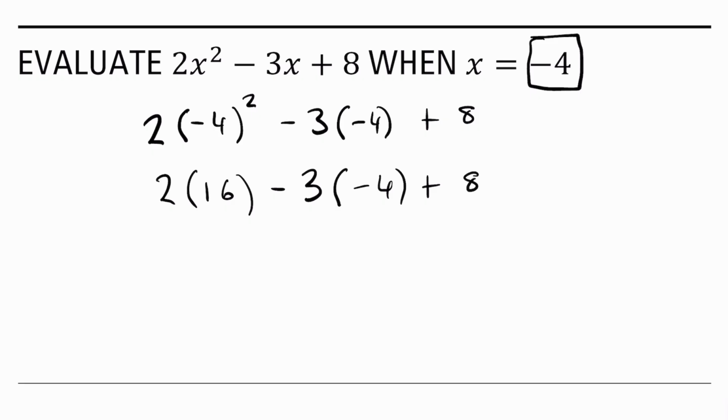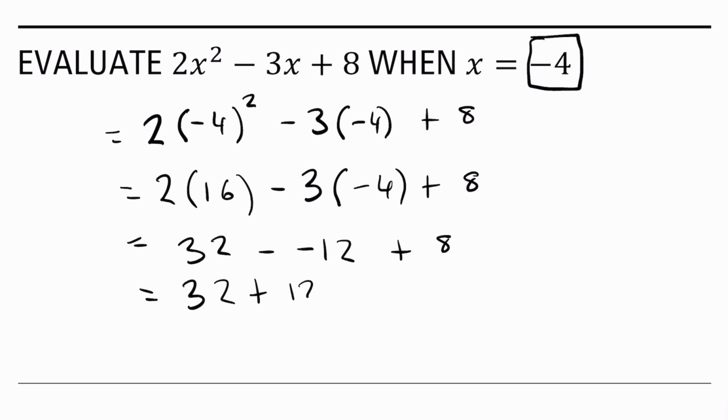Now we can do our multiplication from left to right. So 2 times 16 is 32. And then we've got 3 times negative 4, and that will be negative 12. And then we've just got the plus 8. And so here you should see that we've got two negatives, so subtracting a negative, which would mean that we're adding, so that becomes a positive.